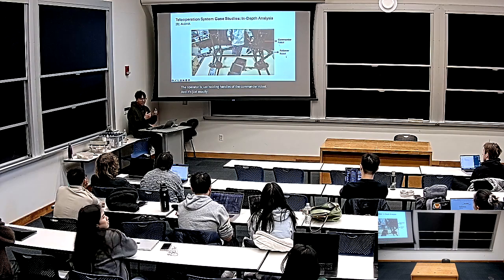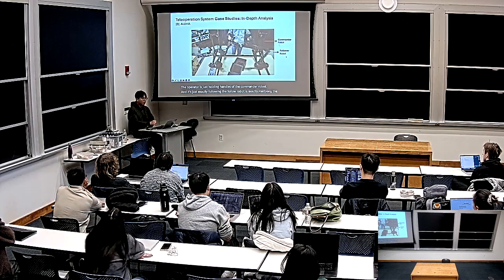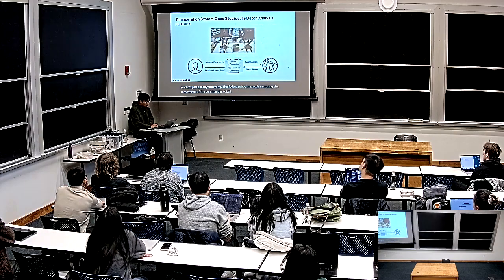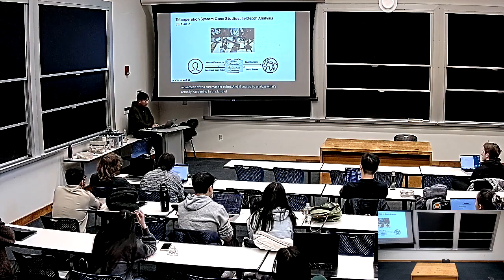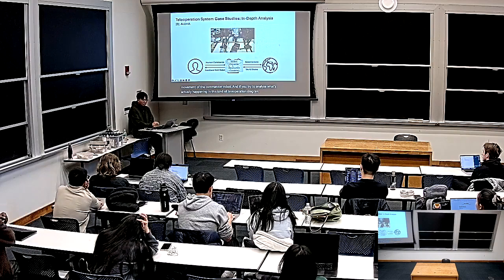The follower robot is exactly mirroring the movement of the commander robot. And if you try to analyze what's actually happening in this kind of teleoperation diagram, with an action converter and an observation converter, it becomes much, much simpler.